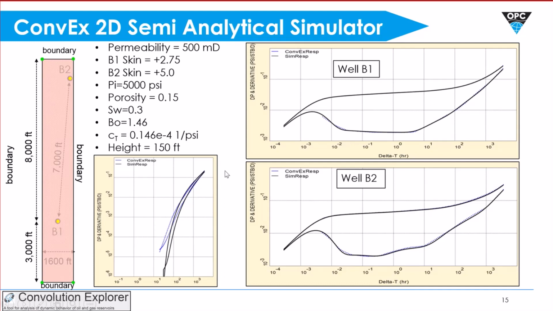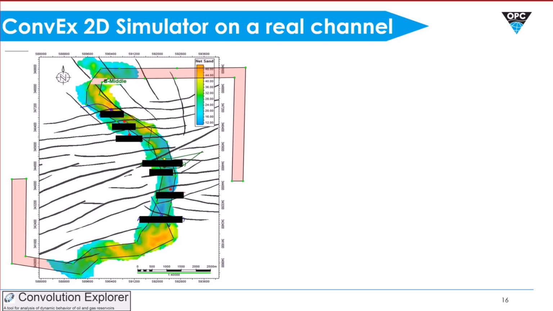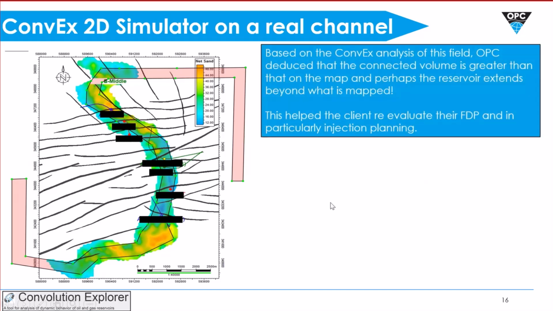So like I said, the semi-analytical uses a polygon, and it's to take us away from boxes. Here I show you a real case study. We have a real channel, and we've drawn the polygon that reflects this real channel. Based on the convex analysis of this field, OPC deduced that the connected volume is greater than that on the map, and perhaps the reservoir extends beyond what is mapped. And this helped the client reevaluate their FTP, and in particular injection planning.